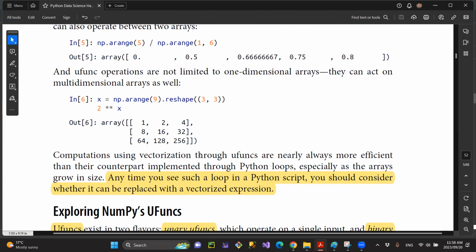It says that anytime you see such a loop in a Python script, you would consider whether it can be replaced with a vectorized expression. In other words, whenever you have a for loop, think, is there any Python way to eliminate the loop? I repeat the sentence: if you have a chance to use any other approach rather than using loops, do that. Don't use loops as much as you can, because whenever you have a loop it means the type checking is done every time.